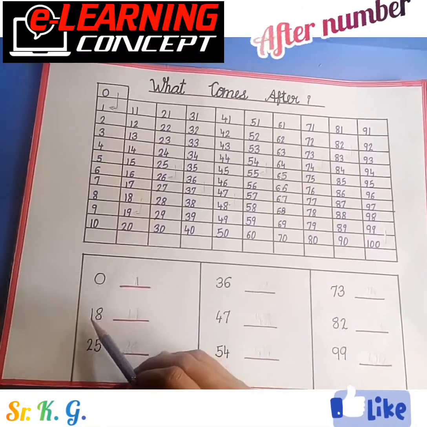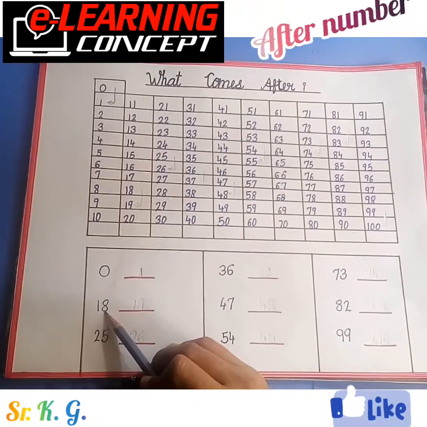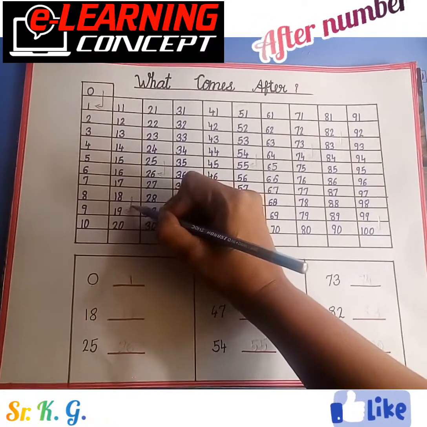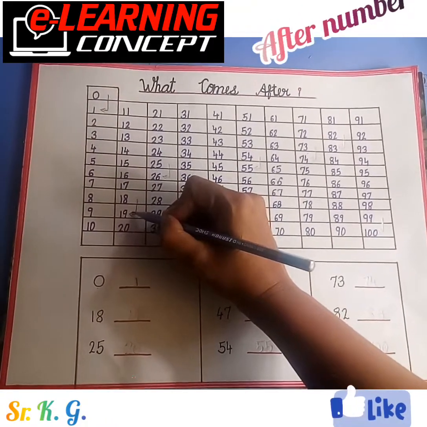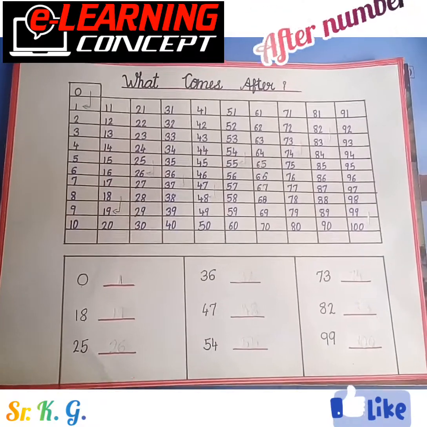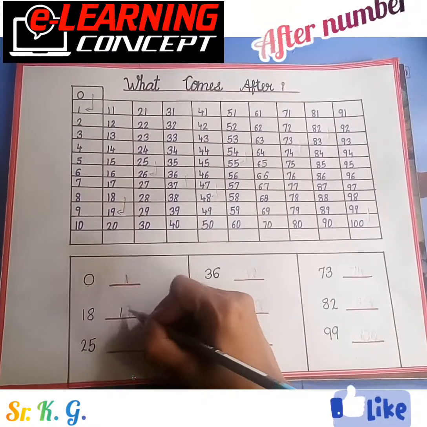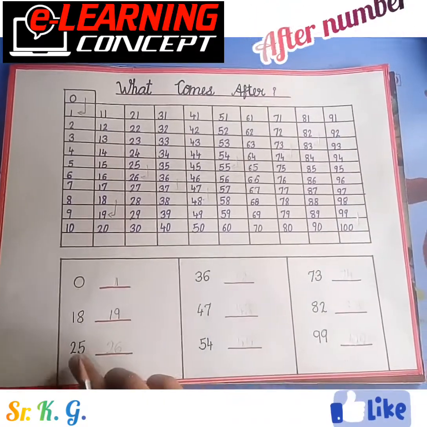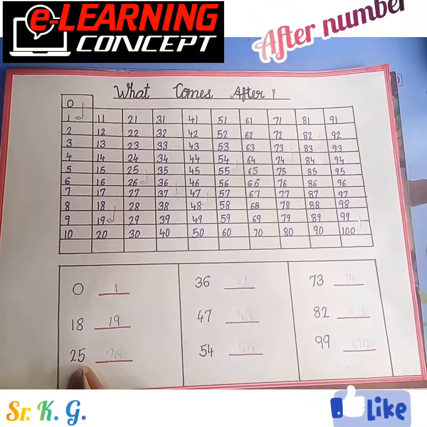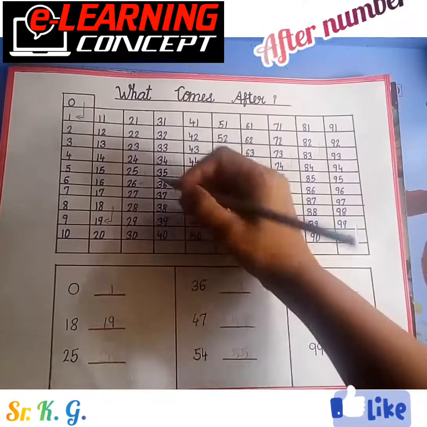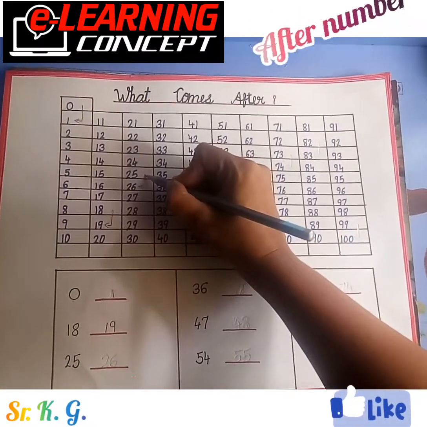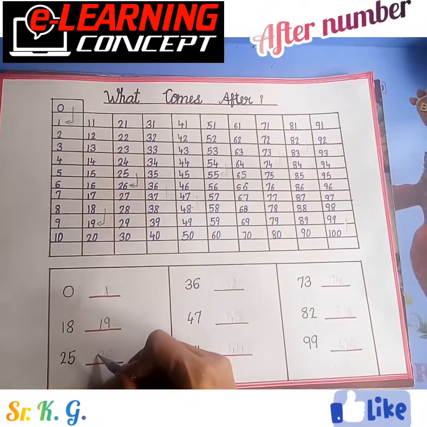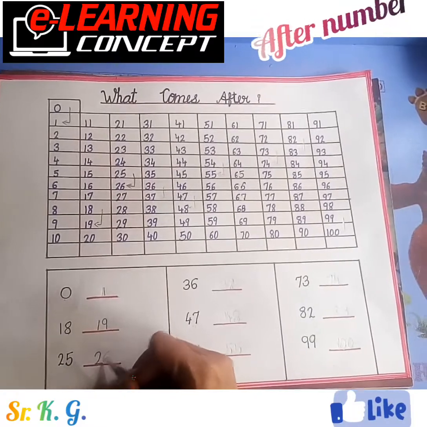Okay. What is this? Number 18. 18 is here. 18's next number is 19. So we will write here number 19. Which number is this? 25. 25 is here. 25's next number is 26. So we will write here number 26.